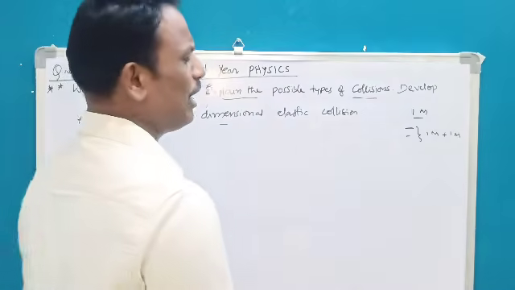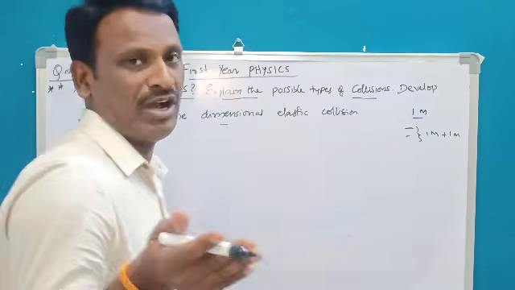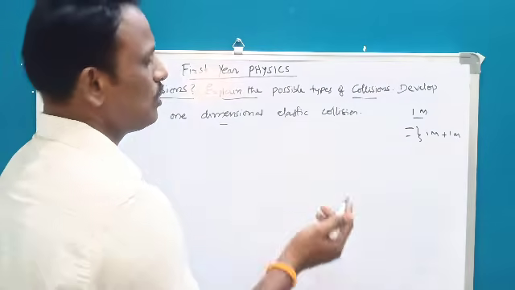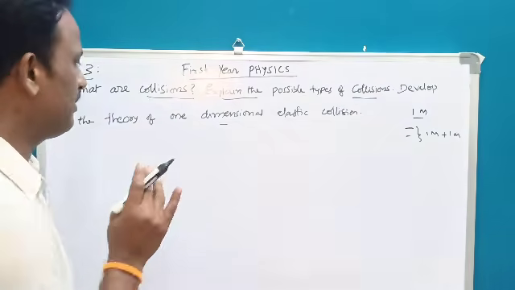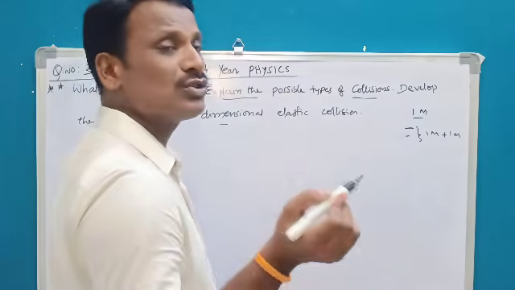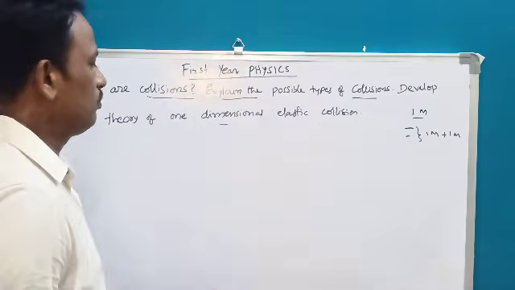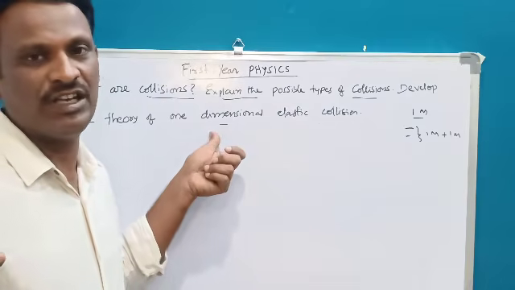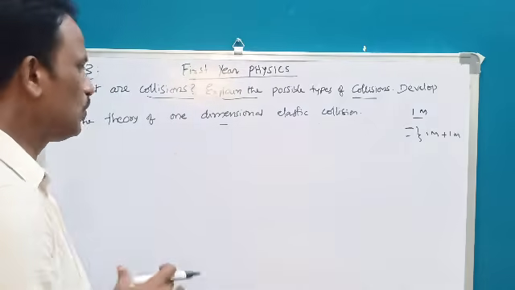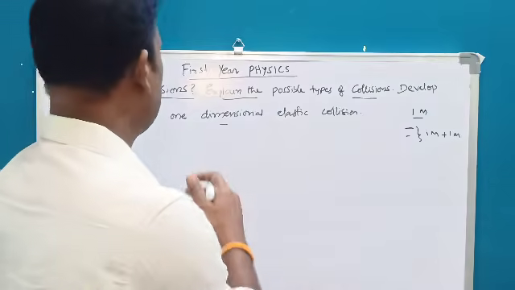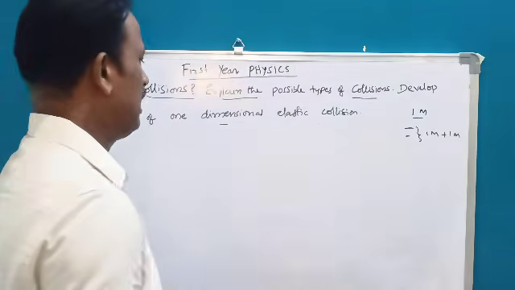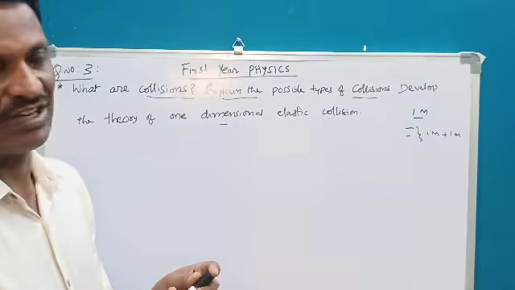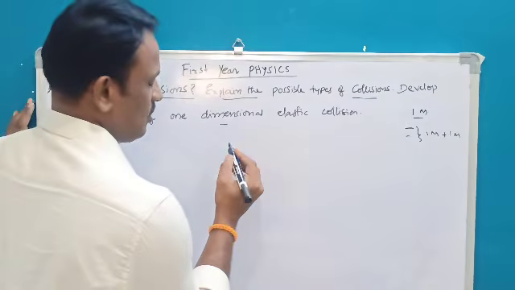And then he is asking, develop the theory of one-dimensional elastic collision. That means, based on the dimensions, there are one-dimensional collisions, two-dimensional, maybe three-dimensional. But in our syllabus, we have one-dimensional elastic collision. So it is better to explain what is one-dimensional elastic collision, and then we have to develop the theory. While developing it, there is a particular structure. What is that particular structure?